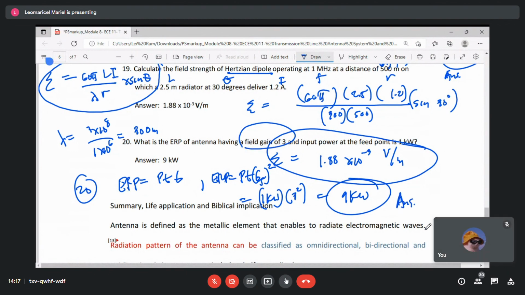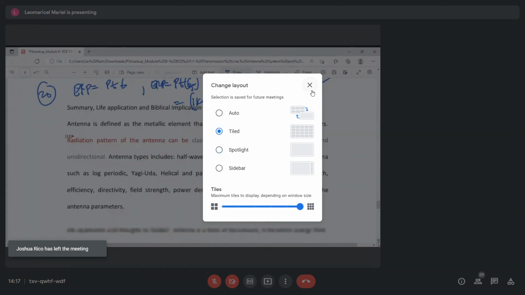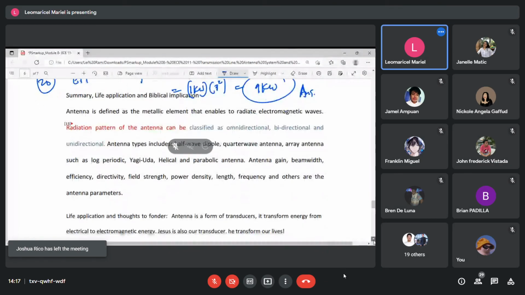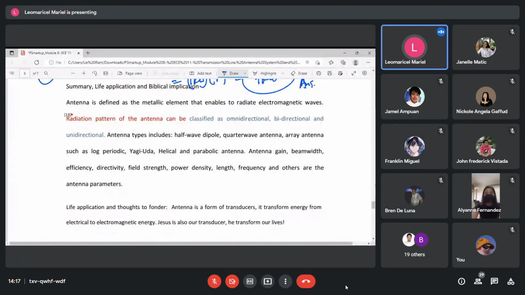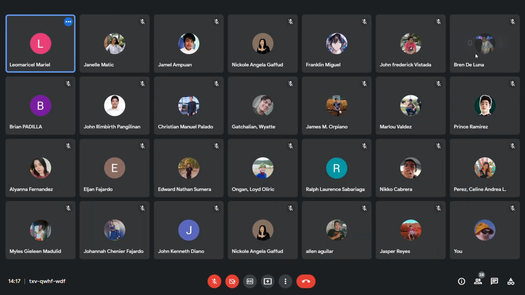So siguro meron ito sa exam. Okay, summary. Okay na yan? Yun nga yung inaabangan. Oo. So, yun na itong nakaraan. Inulit ko lang yan. Okay, so wala na. Hindi na intindihan.